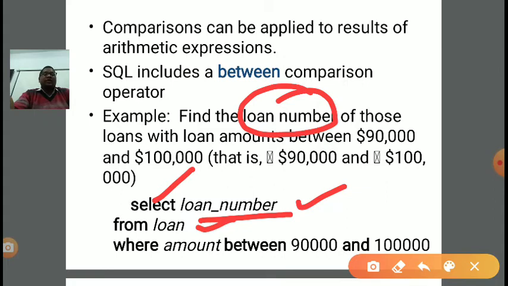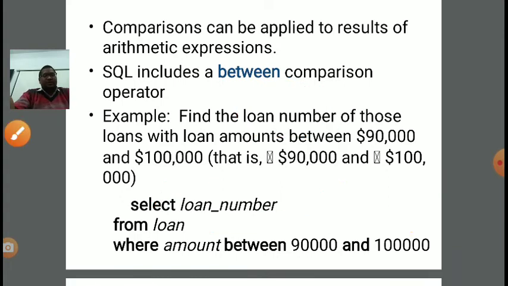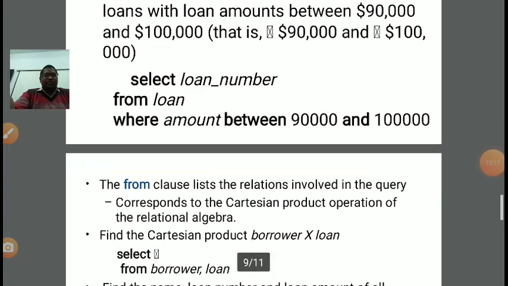So how to write it? The between and operator is available in SQL, where the column name is amount, and on the amount attribute the condition is put. So where amount between 90,000 and 1 lakh. Between is the operator. Between and means the lower limit is 90,000 and the upper limit is 1 lakh. Okay, so in this manner we can do it.